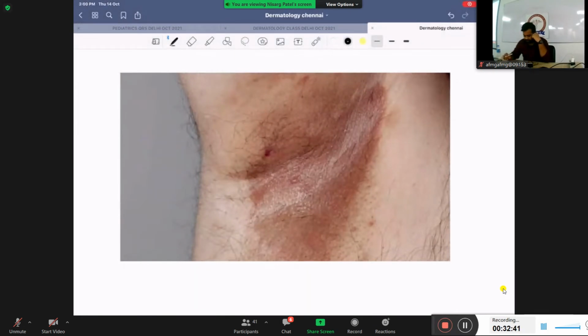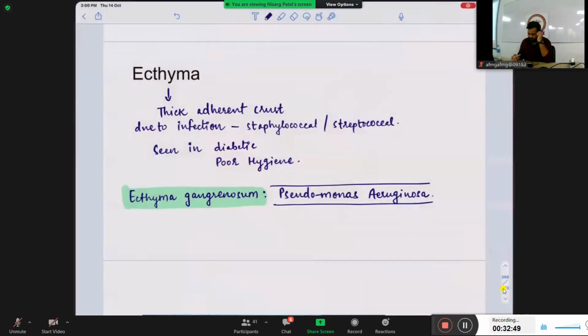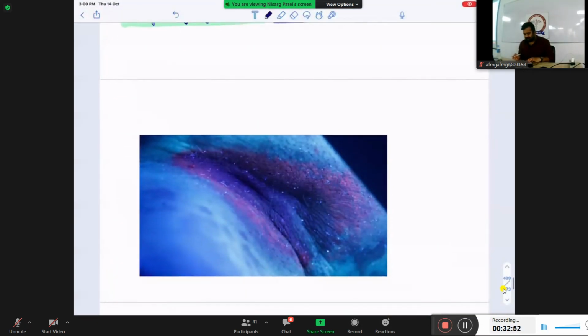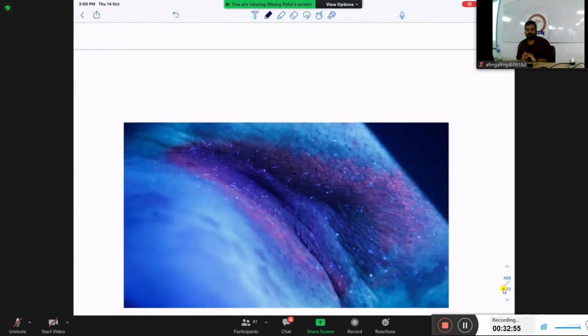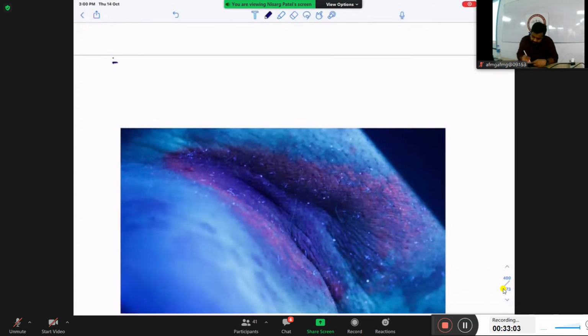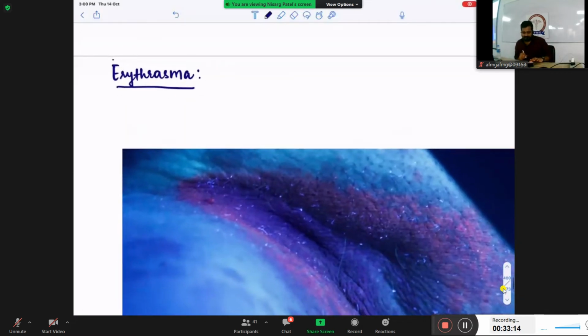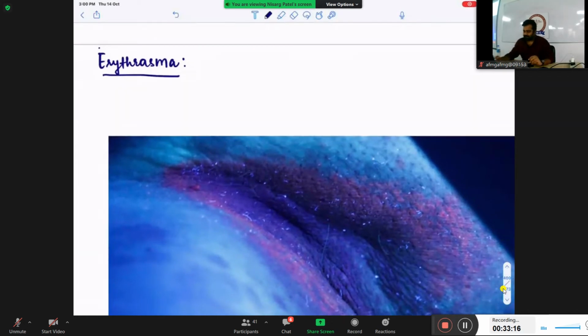So this patient is coming to me saying, doctor, I am having a red erythematous rash in my axilla. When I do the Wood's lamp examination, I am seeing a coral red color. What is the disease? This is erythrasma. Erythro means red color, right? Red discoloration is the erythrasma.